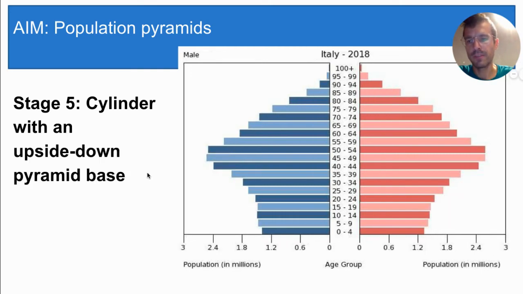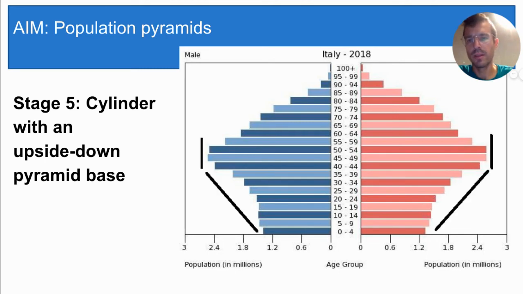The last stage is stage 5, and the shape is called a cylinder with an upside-down pyramid base. Unlike stage 4, where the bottom age brackets had fairly straight edges, in a stage 5 pyramid, the bottom brackets are slanting outwards from the base, like an upside-down pyramid, and then they have a straight-sided cylinder in the middle ages. This is what it looks like when birth rates continue falling and each generation is having fewer children than the previous one. Cylinder with an upside-down pyramid base.